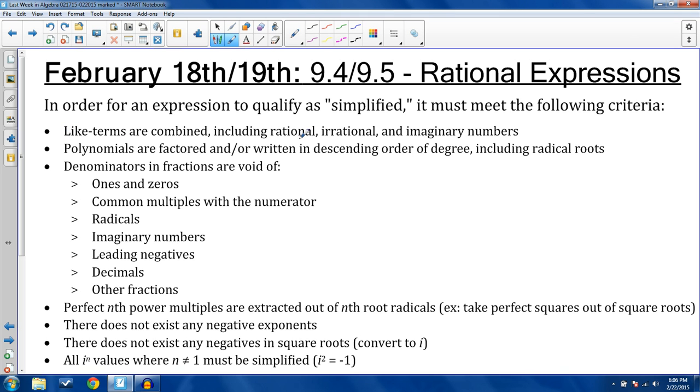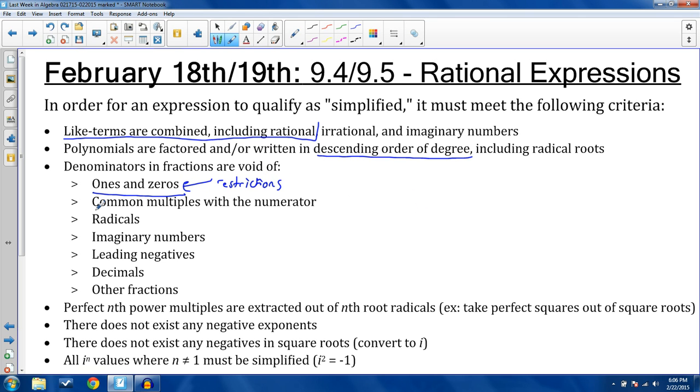Like terms are combined. This includes rational numbers. Okay, so what that means is if you have two fractions, combine them as one. They ask you to simplify it, write it as one fraction. Get polynomials in descending order of degree. So that means if you have 3 minus x, change that to negative x plus 3. And normally we end up factoring out a negative 1 when we do that, etc. Denominators have to be void of 1s and 0s, meaning we cannot divide by 0. This is one of our restrictions.